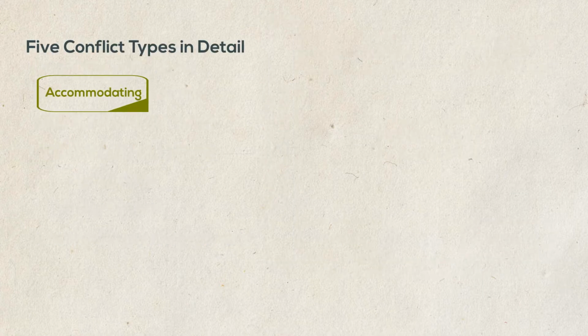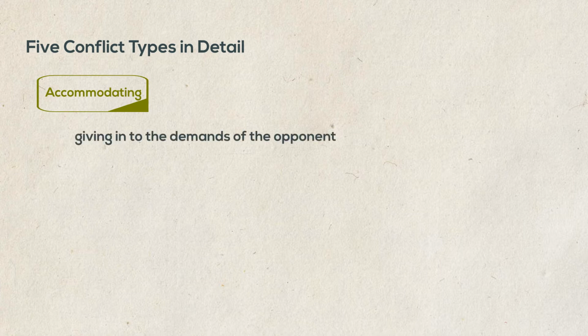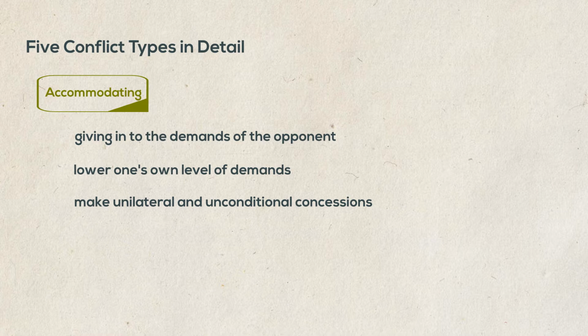Accommodating. Accommodating is characterized by giving in to the demands of the opponent, lowering one's own level of demands, making unilateral and unconditional concessions, subordinating oneself, etc. What might a situation look like in which Mr. Alexander is accommodating?